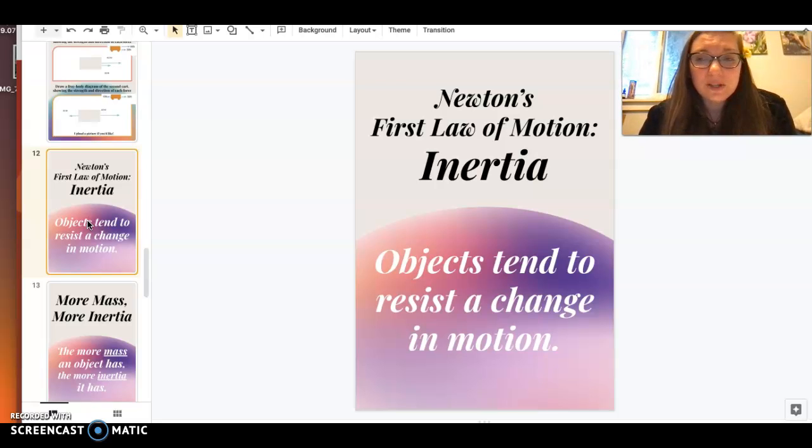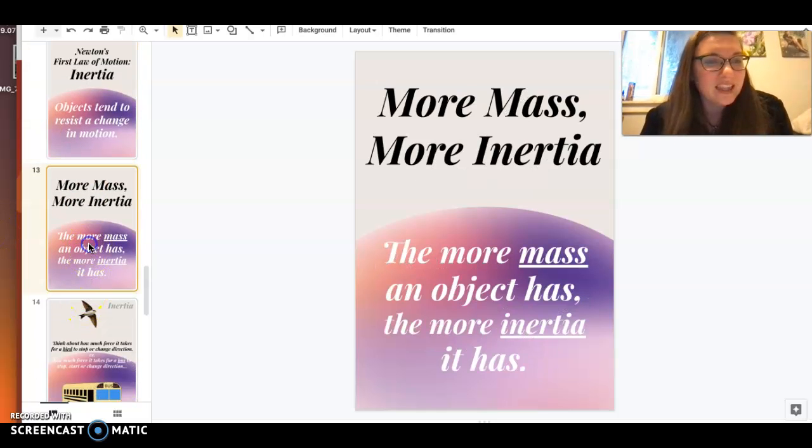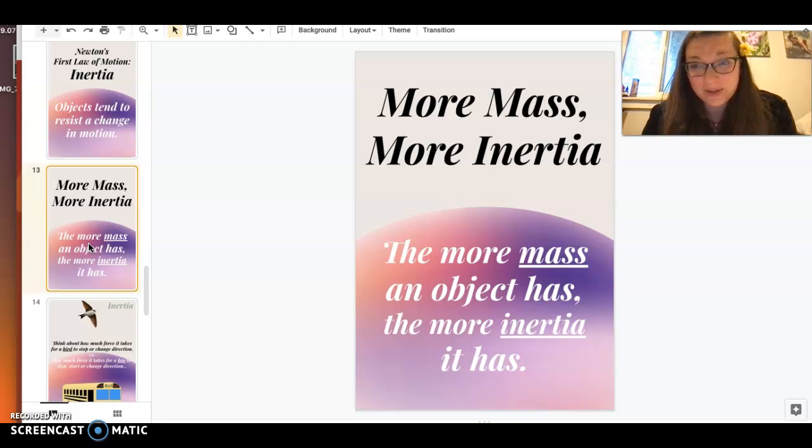And you can also feel it when you are super active and moving around, and all of a sudden it's time to stop or change direction, do something different, and you're like, I want to keep going, right? So we can feel inertia in our bodies. And the more mass something has, the more inertia it's going to have also.